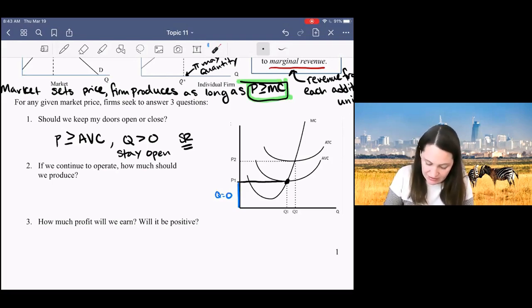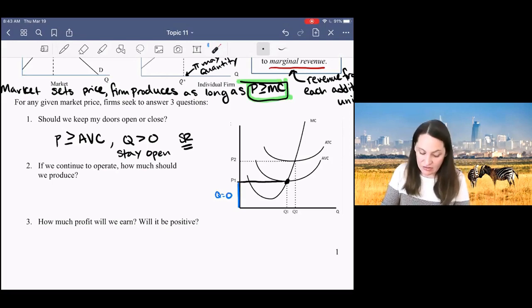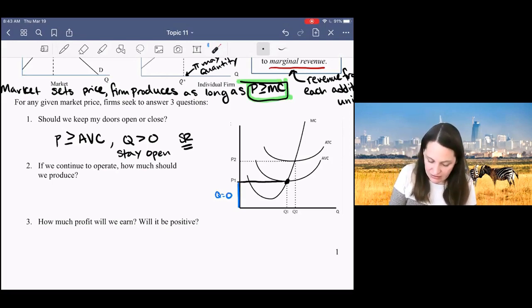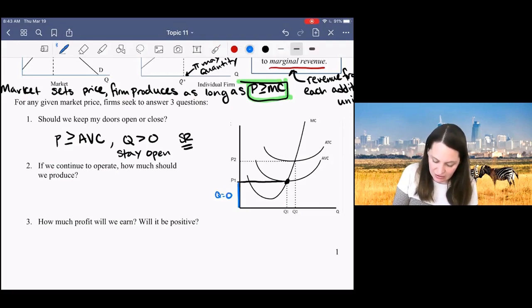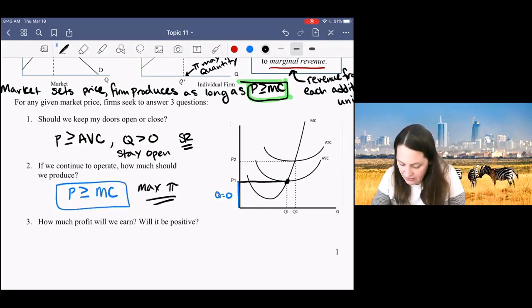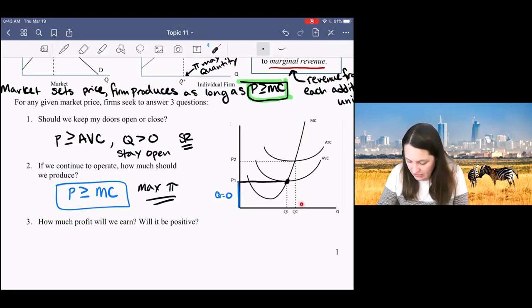The next question is, if you're open, how much are you producing? And the answer to that question, of course, is to produce as long as your revenue is greater than your marginal cost. Whatever price we observe in the market, we're going to come over to our marginal cost curve, and that is going to give us the quantity that is produced in that market.